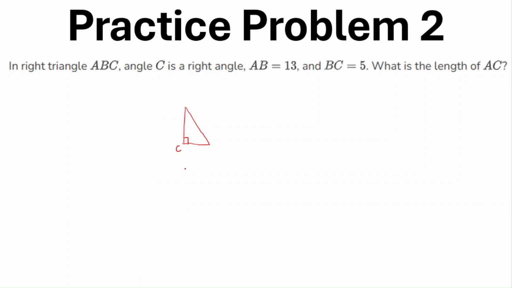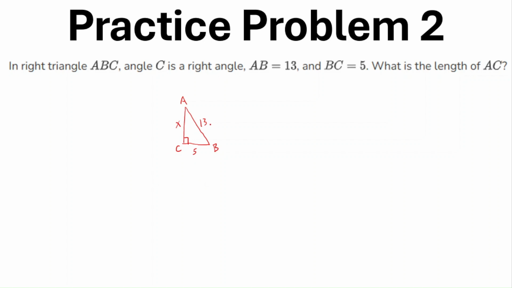So let's go ahead and label this angle C, and then these can be A and B. We know that side AB equals 13, and we know that side BC equals 5. They want to know what is the length of AC. So let's mark that with an X.